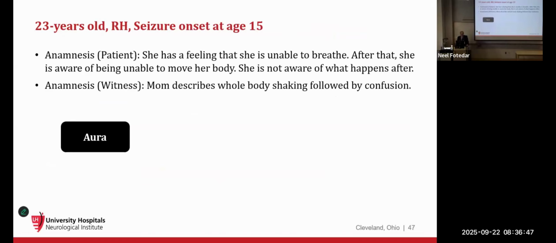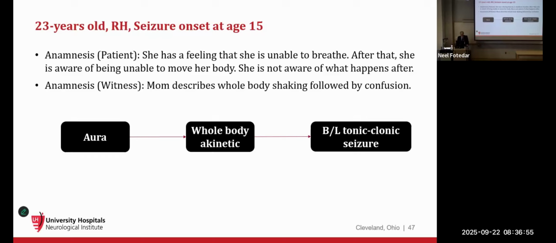I don't know really how to define her aura, but the inability to move her whole body could be an akinetic seizure, whole body akinetic seizure, and then it seems like it may be followed by a bilateral tonic-clonic, or at least a bilateral clonic seizure based on the report provided by the mother. So if you just think about this, just by the semiology, it's hard to lateralize it because you have no lateralizing signs reported, so you don't know which hemisphere, but you may be able to localize.